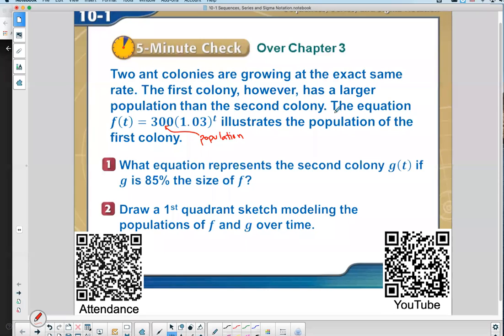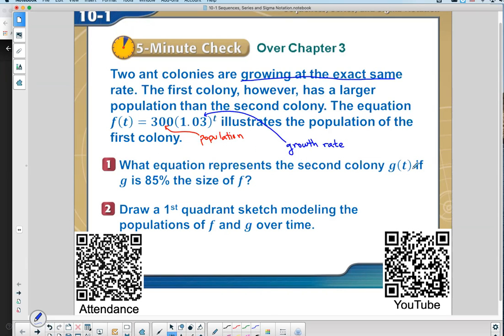Then the second colony. The equation here illustrates the population of the first colony. Growing at the exact same rate, that's referring to this portion of it right there. That's the growth rate. And we know it's growth because it's greater than 1. If it was less than 1, it would be a decay rate. But since it's greater than 1, it's growing. So population is 300, growth rate is 1.03. Okay, so we read the first question.